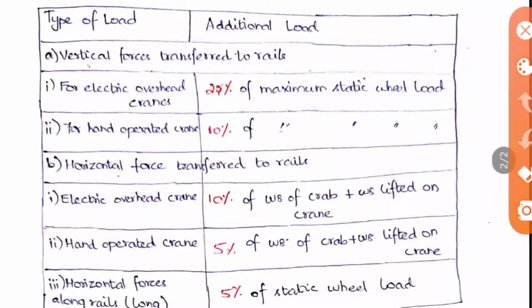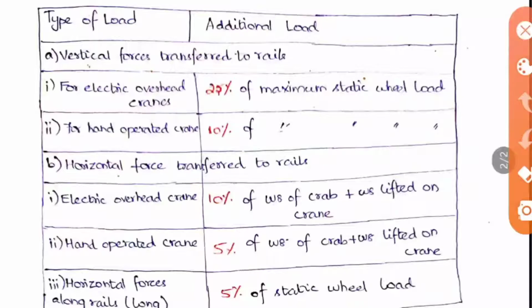Okay, so when this is the case, this much additional load is applied there, so you should consider this load also in the design. So that is what we are studying here. The first case is when the vertical forces are transferred to the rails, and the next case will be horizontal forces transferred to the rails. So in both cases we will be studying.